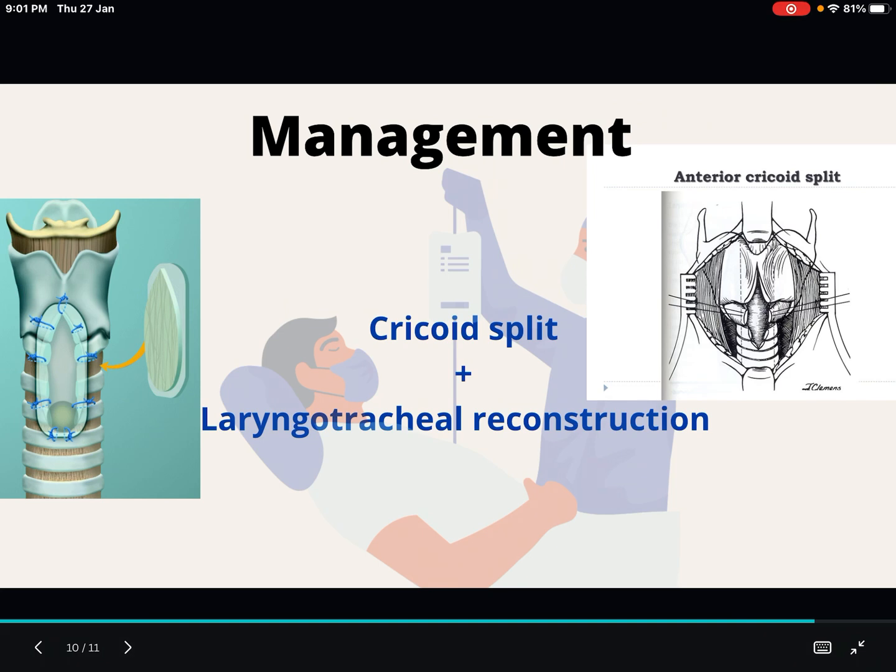Coming to the management part, comparing with laryngomalacia, there we are reassuring the parents, but here we have to do some intervention, that is cricoid split. You can see the anterior cricoid split, and we have to reconstruct the laryngotrachea. Larynx and trachea should be reconstructed. So the answer is cricoid split plus laryngotracheal reconstruction.